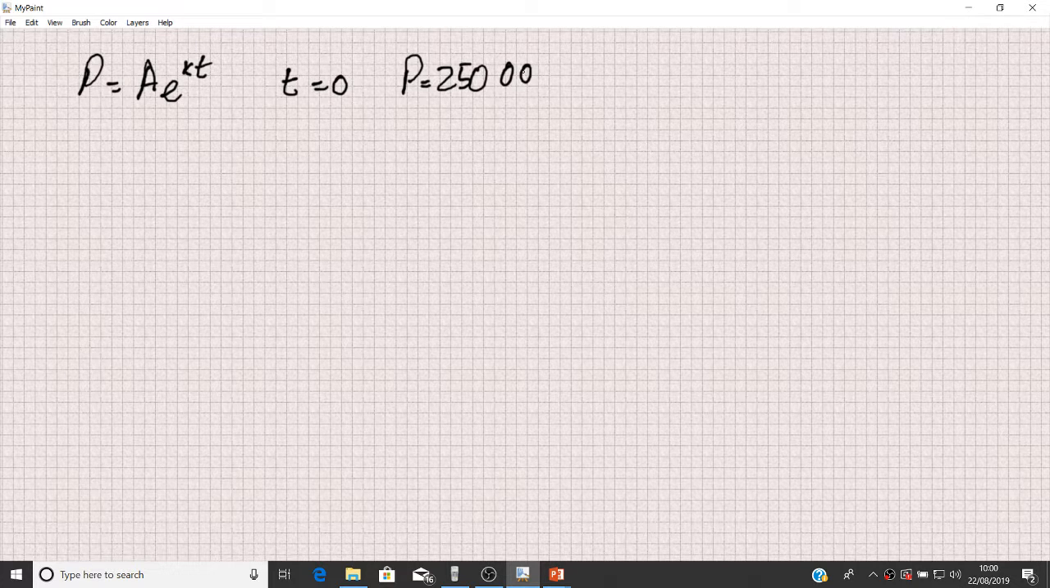We put those into the formula for the population. We will end up with 250,000 equals A e to the 0 times t. So A e to the 0 is 1, which gives us A equals 250,000. So that's the first part of this problem. Now we know A equals 250,000.